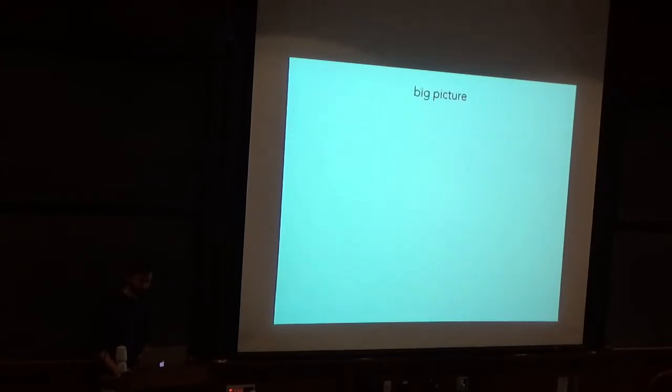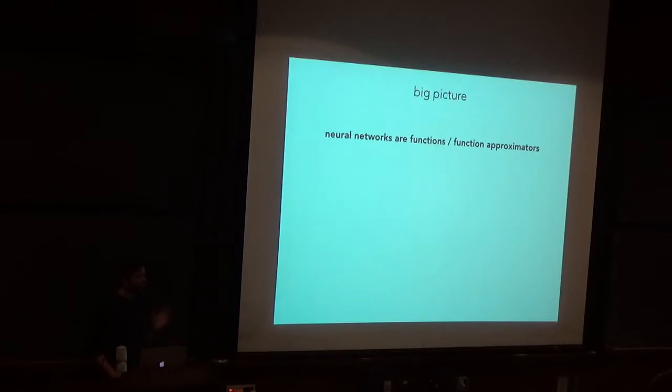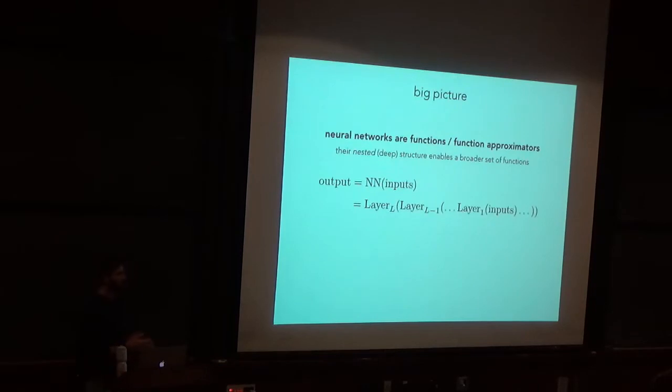So big picture, what are we trying to get at here? Neural networks are just functions, or really just function approximators. They're trying to approximate some function that you're trying to learn. They have this nested or deep structure that enables a broader set of functions, where really it's just the output is this neural network function applied to your inputs. And that's just this nested structure of layers here.